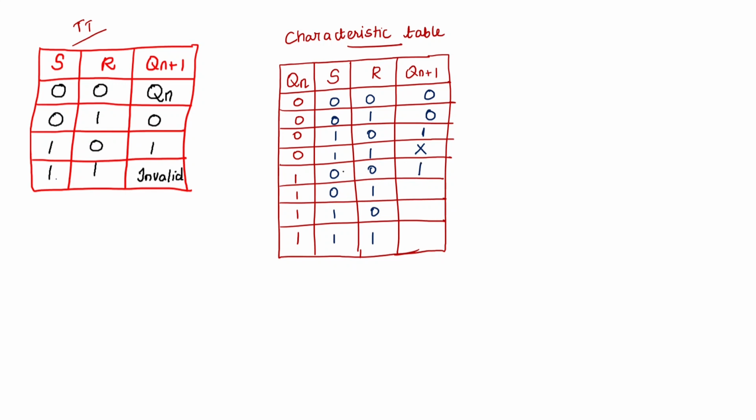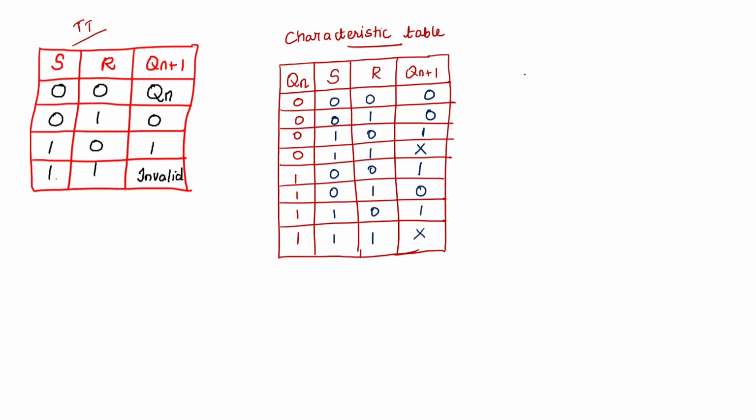So when S is 0 and R is 0, Qn plus 1 is Qn, here Qn is 1. When S is equal to 0 and R is equal to 1, Qn plus 1 is 0. When S is equal to 1 and R is equal to 0, Qn plus 1 is equal to 1. When S is equal to 1 and R is equal to 1, the state is invalid. So this is the characteristic table of the SR flip-flop.